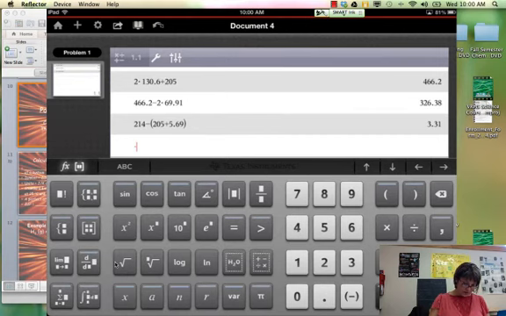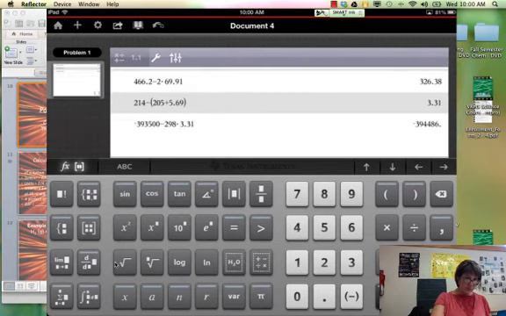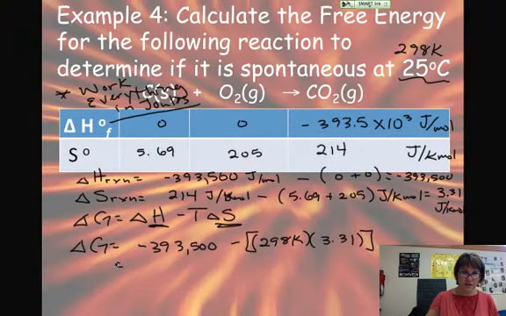So I have negative 393,500 minus 298 times 3.31. So delta G is negative 394,486. We're not going to get to keep all of those digits. So how many sig figs shall we keep? Looks like 3 is what I get to keep. So I'm going to write this in scientific notation anyway. 3.94 times 10 to the third.